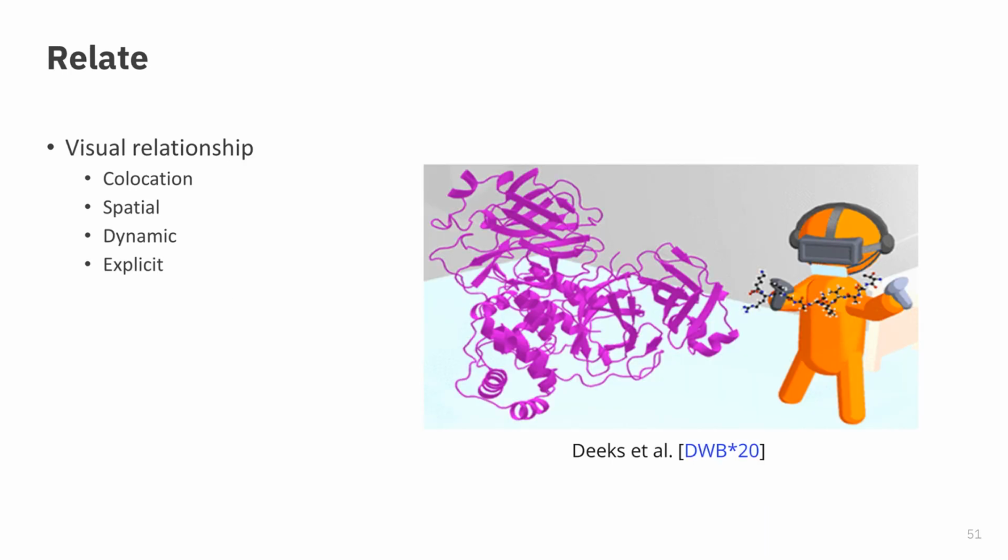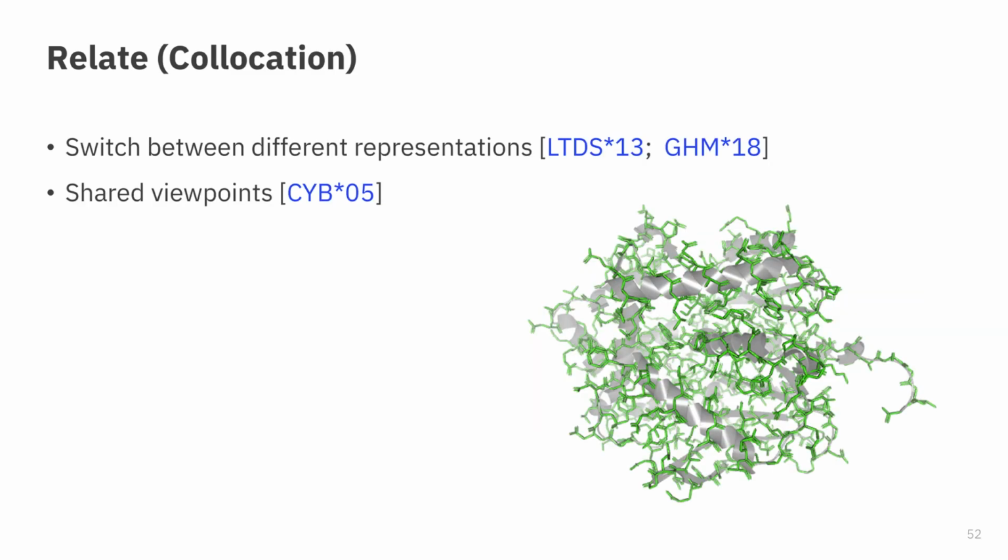The relate task pertains to understanding the relationship between the visual elements in the virtual scene. The most common task was to relate various parts of datasets, for example different molecules or their parts, to each other. We found 4 distinct ways this visual relationship can be formed: collocation, spatial, dynamic, or using explicit visual elements. Collocation is used when visual elements appear at the same location, and the user can switch between them.